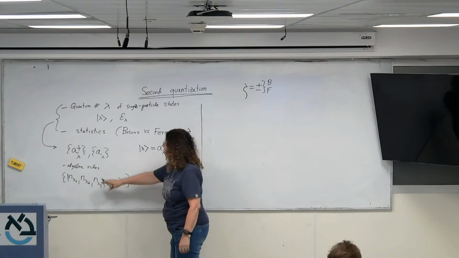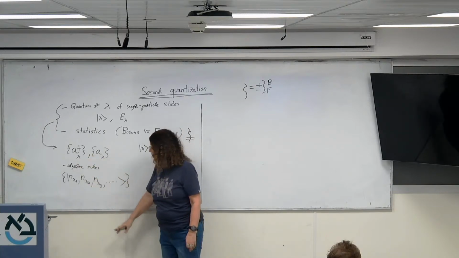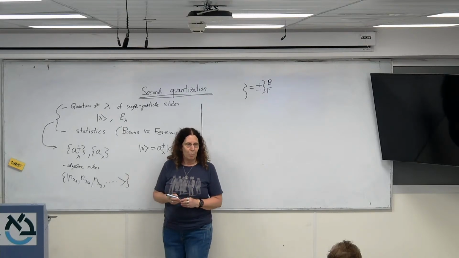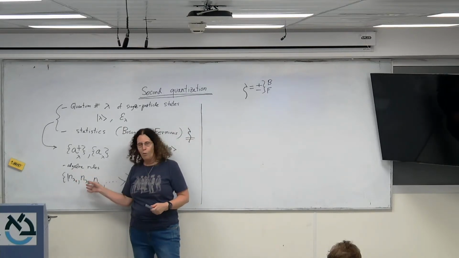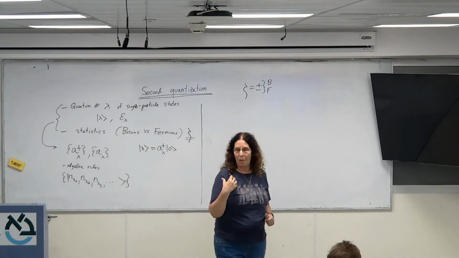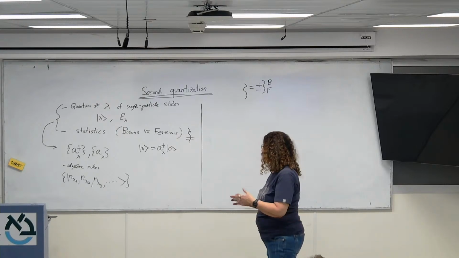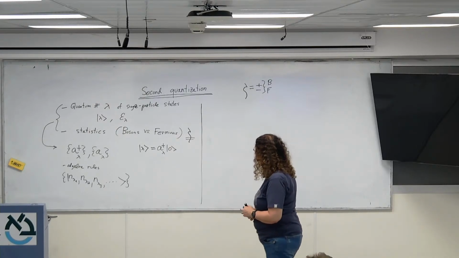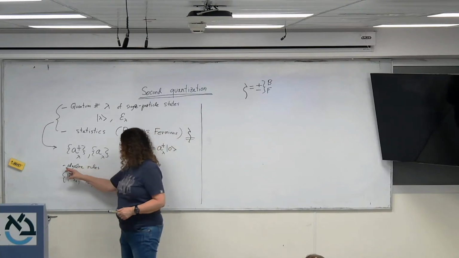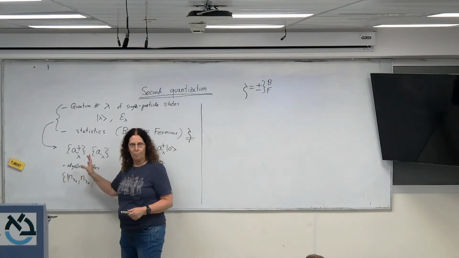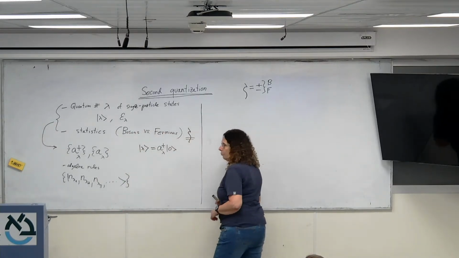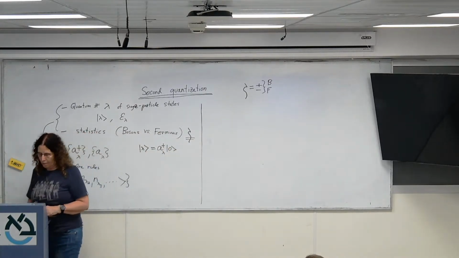Okay. So these are the building blocks. There's a set of states that right now we don't know how to write. But we're going to find that they have the same form as what we wrote before for the photons and the phonons. What we are missing are these algebra rules.